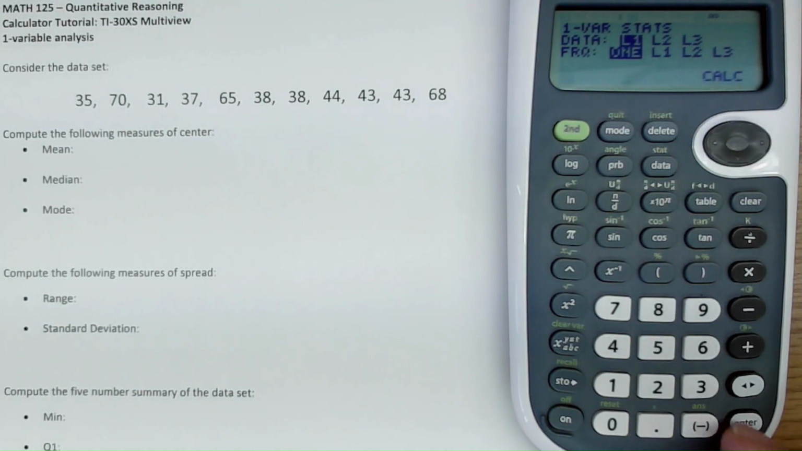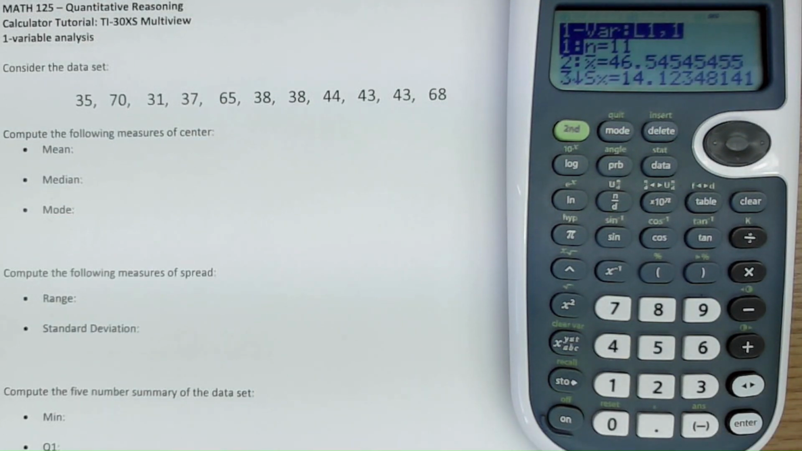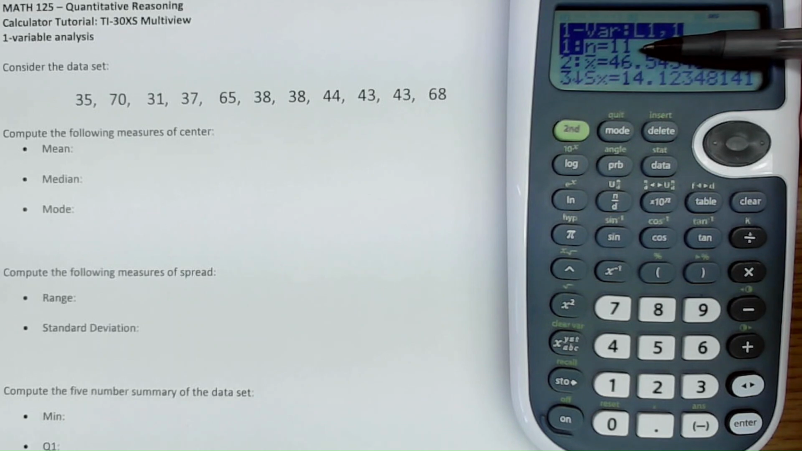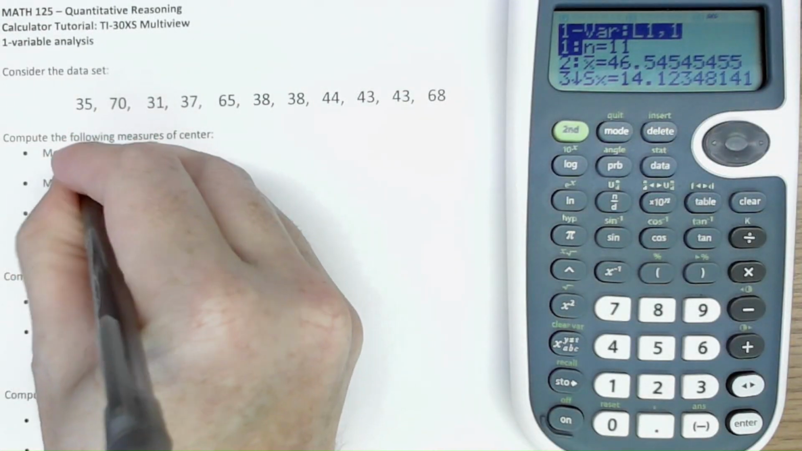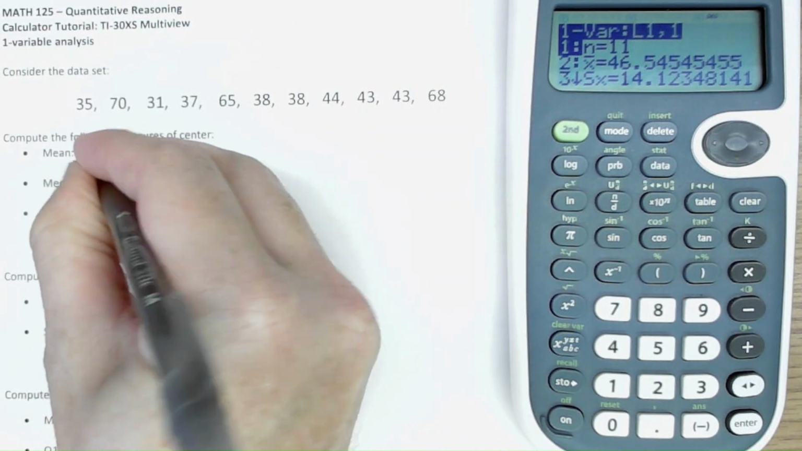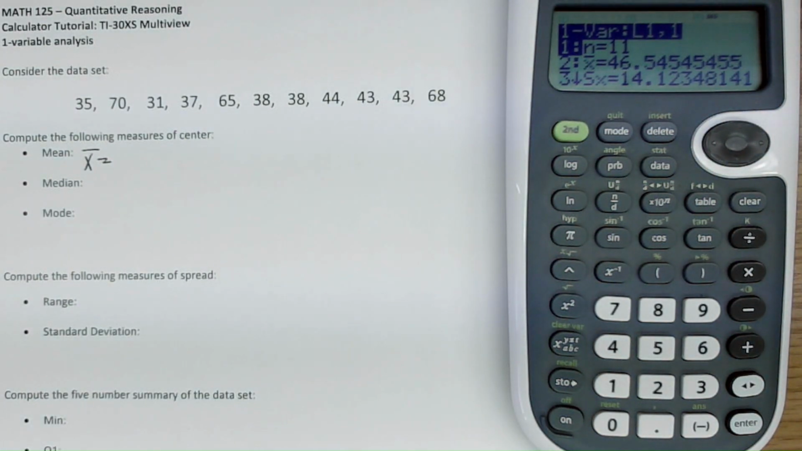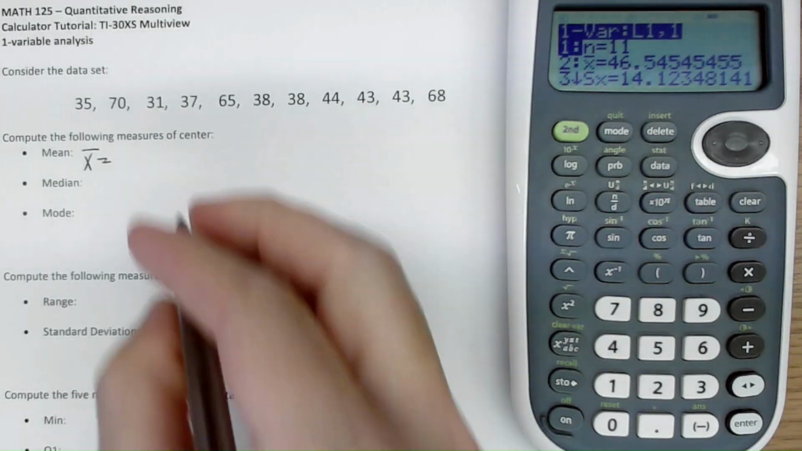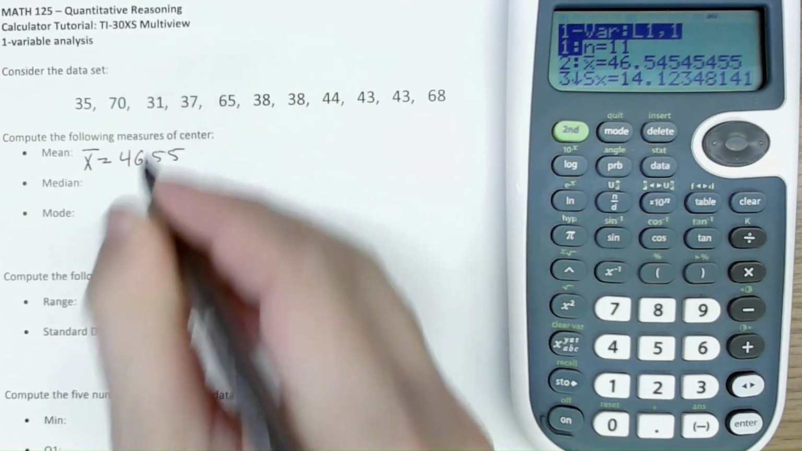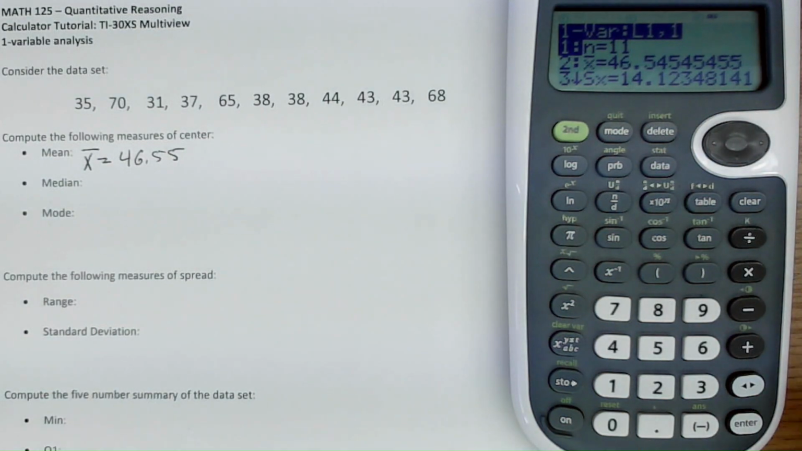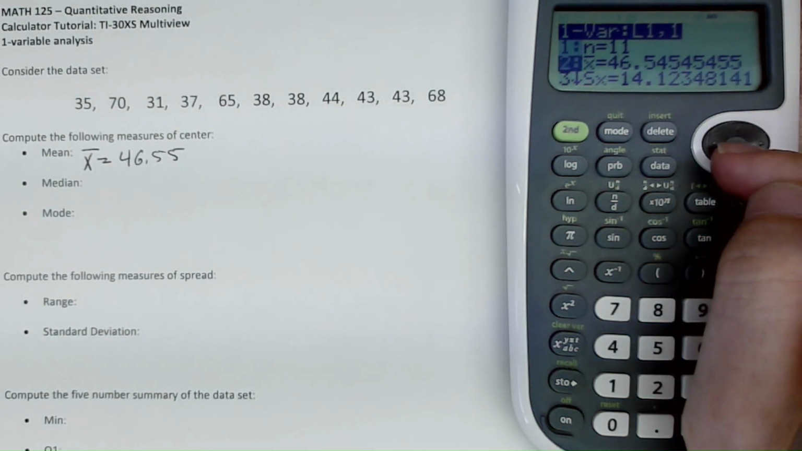I'm now going to hit calculate, and we see a number of things. So n is the number of items that we've typed in. X bar is your mean. So our mean we see is going to be 46.55. The median we will find later on in the list.